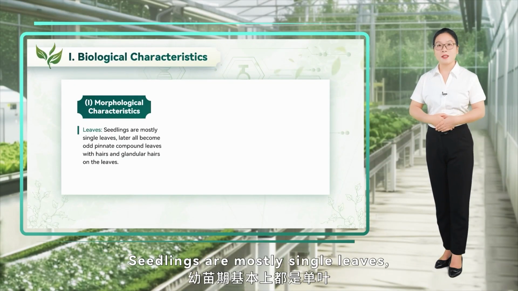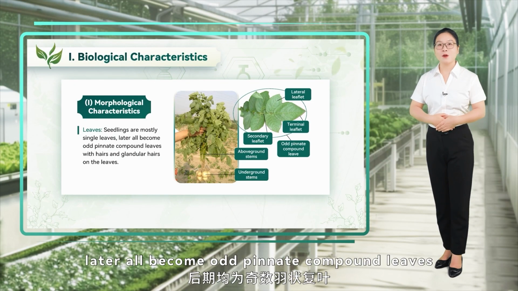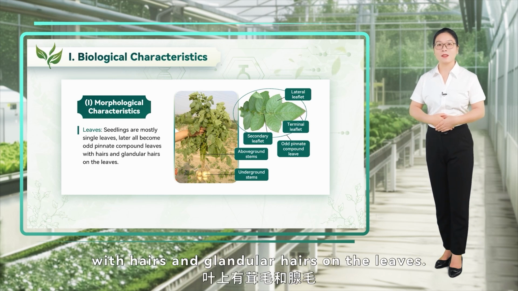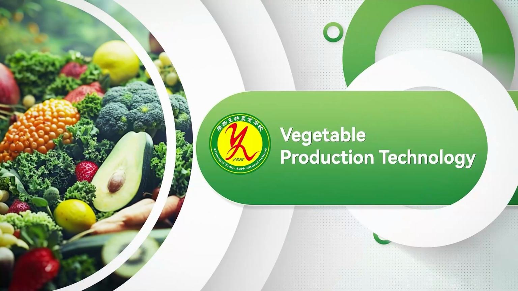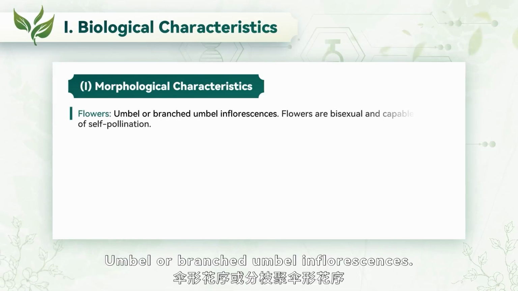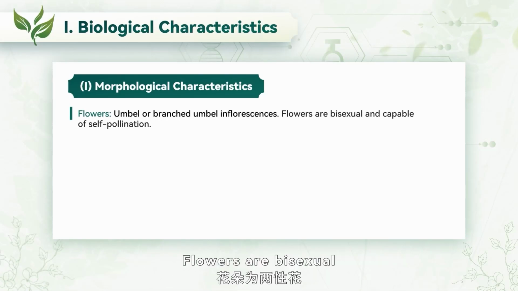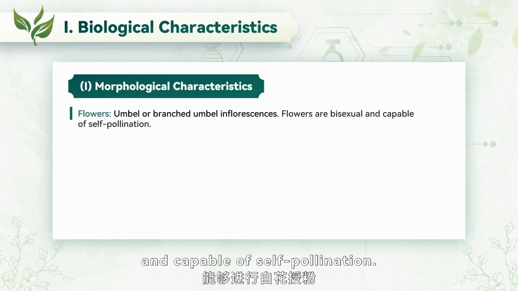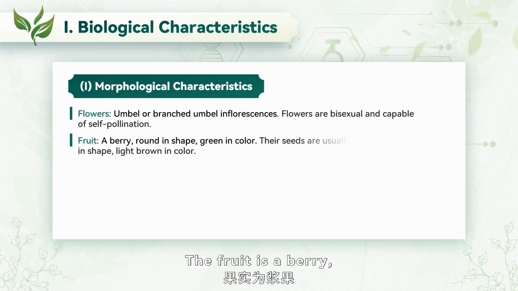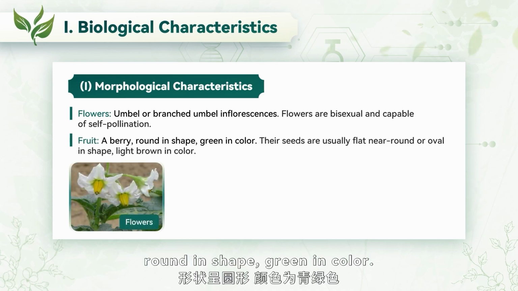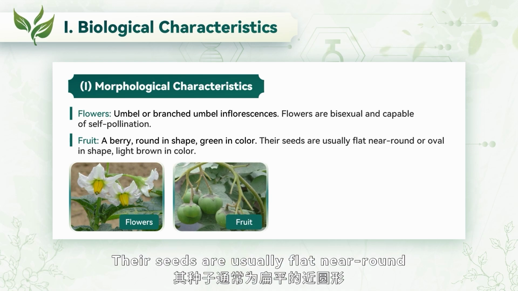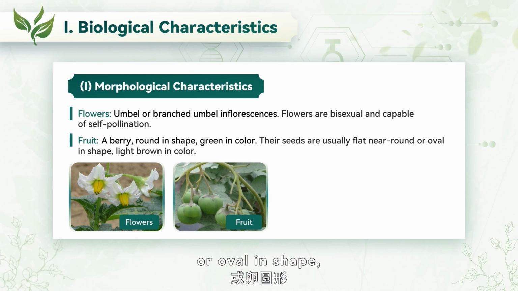Leaves. Seedlings are mostly single leaves. Later all become odd pinnate compound leaves with hairs and glandular hairs on the leaves. Flowers. Umbel or branched umbel inflorescences. Flowers are bisexual and capable of self-pollination. The fruit is a berry, round in shape, green in color. Their seeds are usually flat near round or oval in shape, light brown in color.